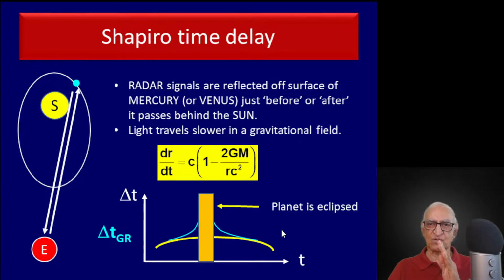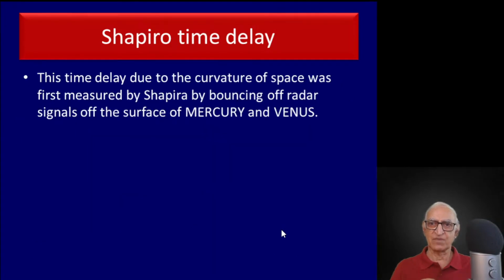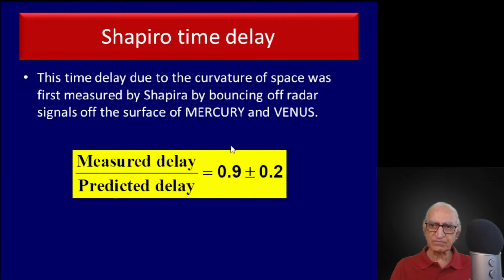So what does the experiment tell us? The time delay due to the curvature of space was first measured by Shapiro, sorry for the mistake there, that should be O, by bouncing off radar signals off the surface of Mercury and Venus when it's very close to the sun. The ratio of the measured delay to the delay predicted by general relativity is 0.9 plus or minus 0.2. So ideally it should be 1.0. So it is 0.9 plus or minus 0.2. Pretty good, right?